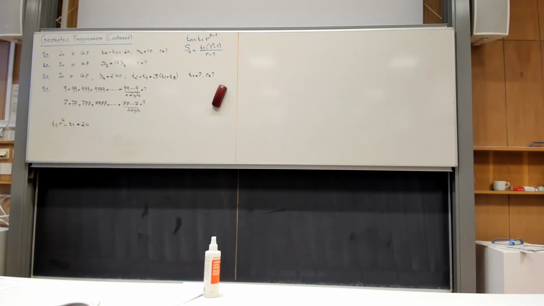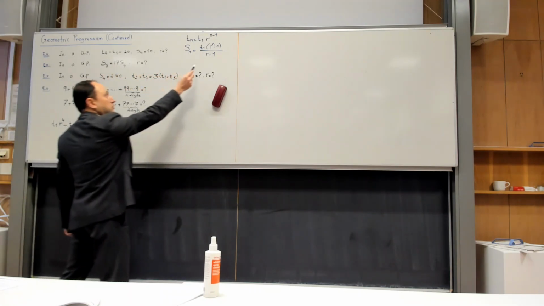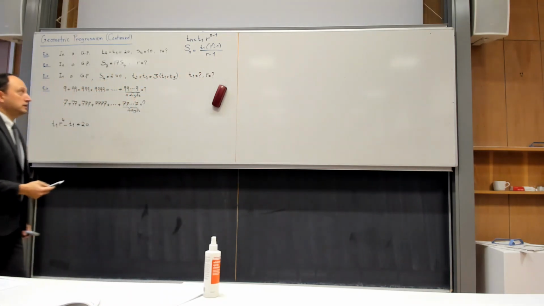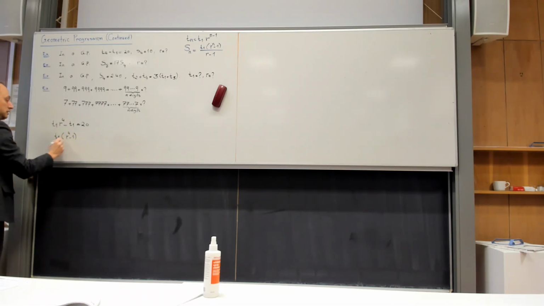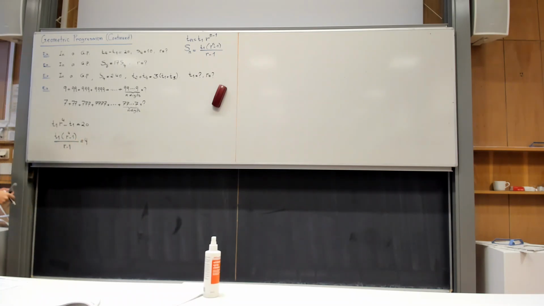So I need one more piece of information, and it is provided for me in the problem, yes? And that is S4 is equal to 10. So S4 means that go to this formula, replace n with 4 everywhere, and the answer is supposed to be 10, yes? So it becomes T1 times r to the power of 4 minus 1, divided by r minus 1, is given to be 10. Yes, thank you.